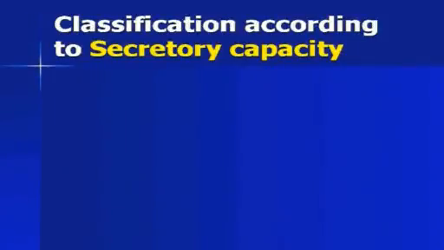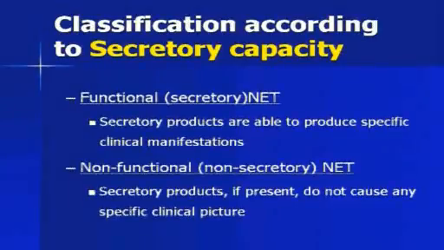So according to the secretory capacity, they are classified very easily. Either they secrete and cause problems or they don't. So functional or non-functional tumors, functioning or non-functioning neuroendocrine tumors.